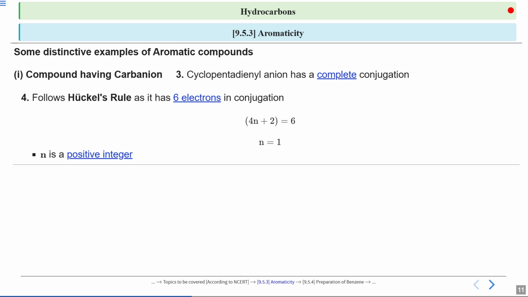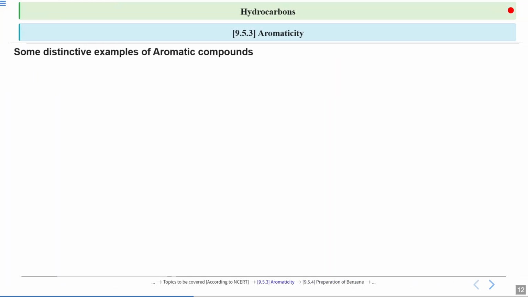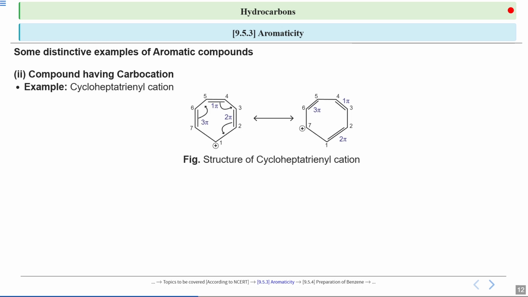Now, moving on, let us look at some remaining distinctive examples of aromatic compounds. The next one is the carbocation. We have taken the example of the cycloheptatrienyl cation. This is a 7-membered carbon ring with 3 double bonds and a positive charge. Notice how the positive charge is not just on one carbon, but is actually delocalized over the ring, which is important for its stability.